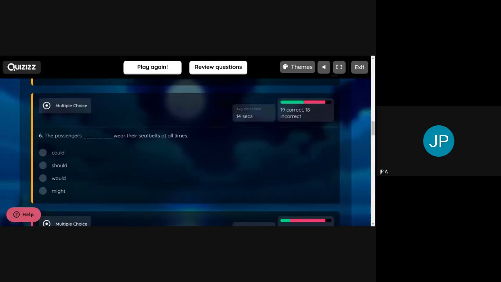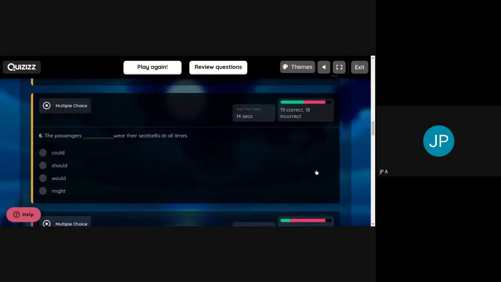Passengers dash wear their seat belt at all times. Should, yes. The passengers should wear their seat belts at all times. Yes. So we have many people who got it incorrect. Almost half of the participants have got it incorrect.